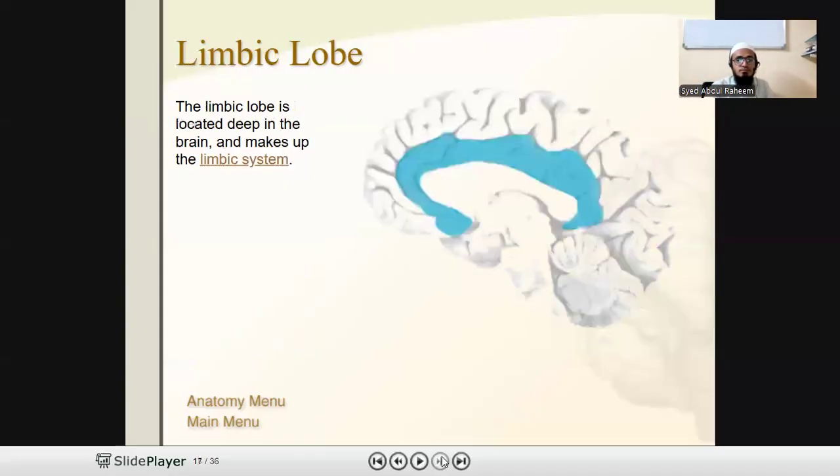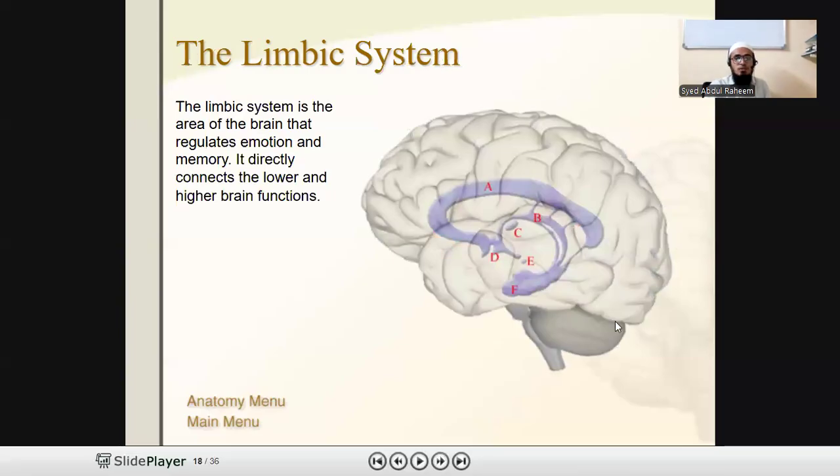Limbic system, it is very, very important, because it is the emotional area, emotional attachment. The difference between animals and humans is only the understanding of the emotions. They also have emotions, but theirs are much different than ours. The limbic system is the emotional area and the collection of memories also. Here A, B, C, D, E, F, all these are the limbic system.